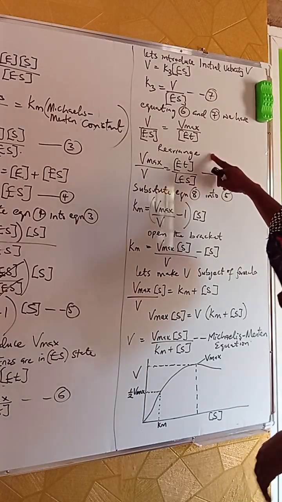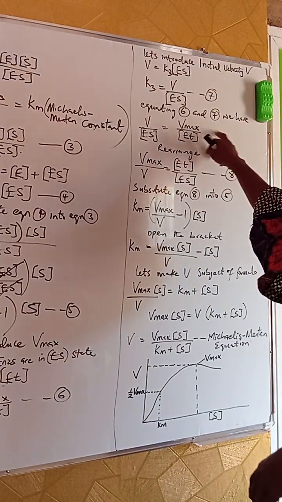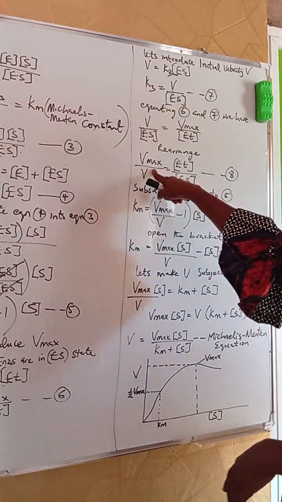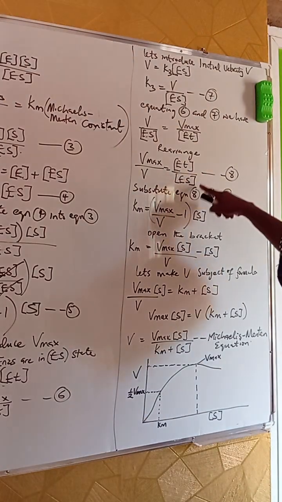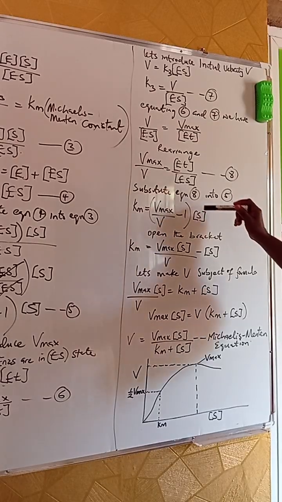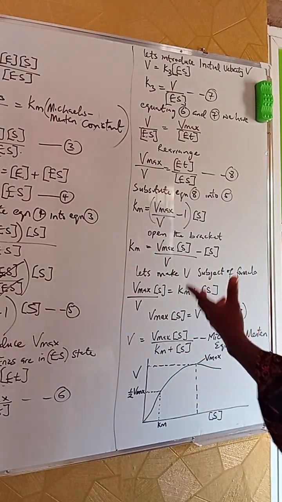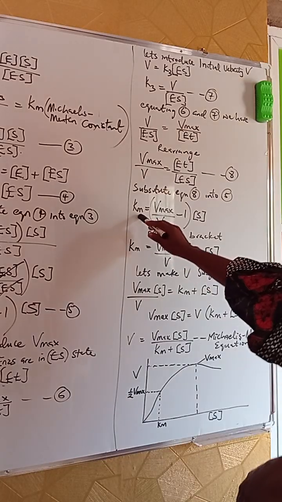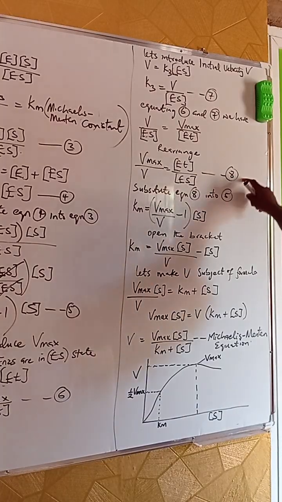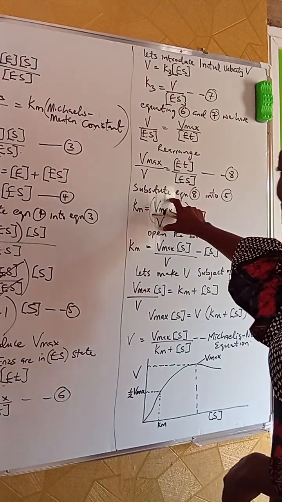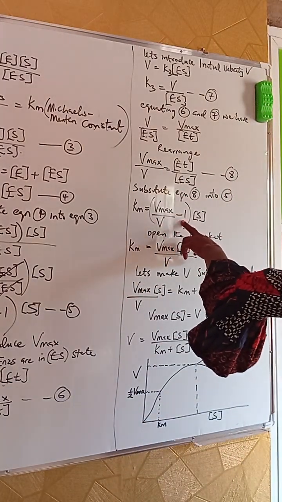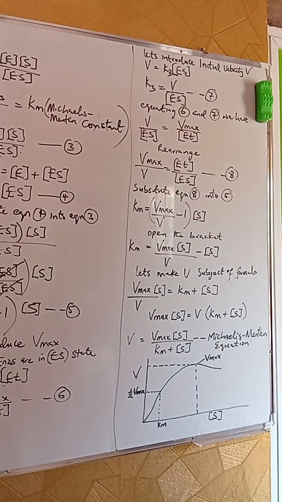And then we rearrange, because we want to keep the velocity on one side and everything else on the other side. So we rearrange: Vmax over V will be ET over ES. And then we substitute equation 8 into equation 5, which is the equation of Km, where we have Km = ET over ES minus 1, if you remember. Now ET over ES from equation 8 is Vmax over V. So Vmax over V has replaced ET over ES. So we have Vmax over V minus 1, with the substrate concentration outside.